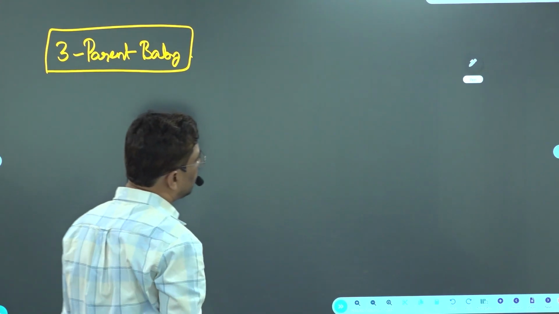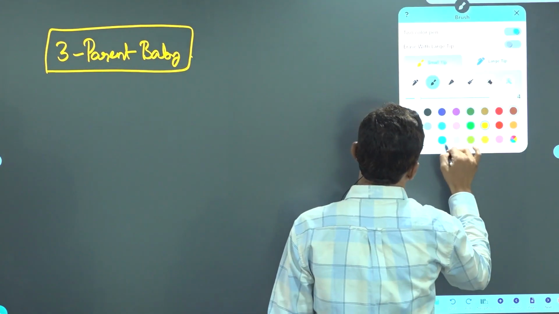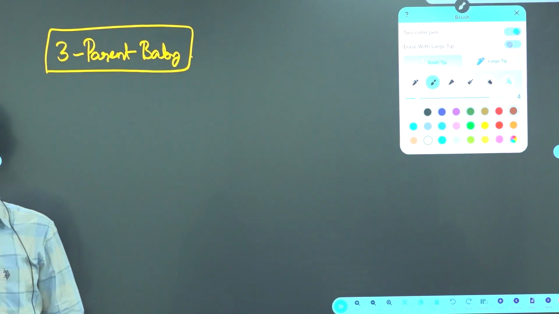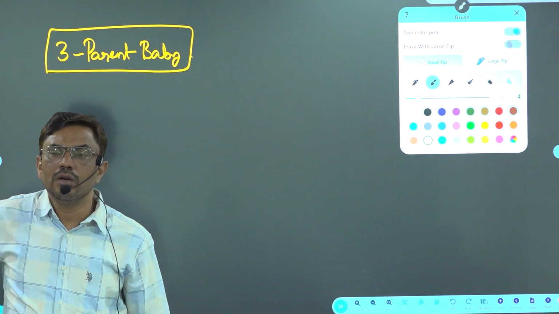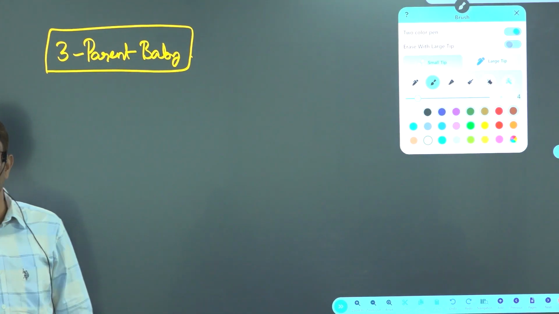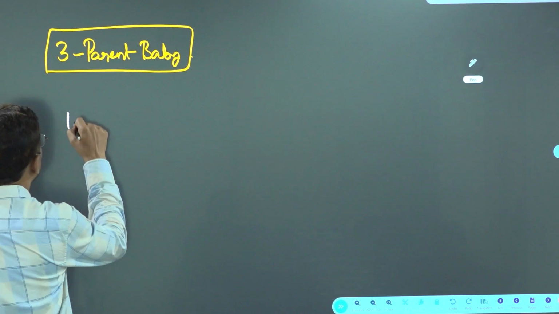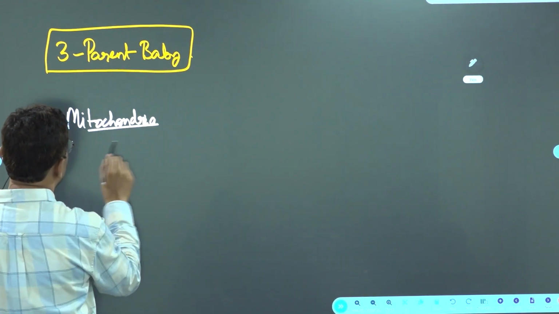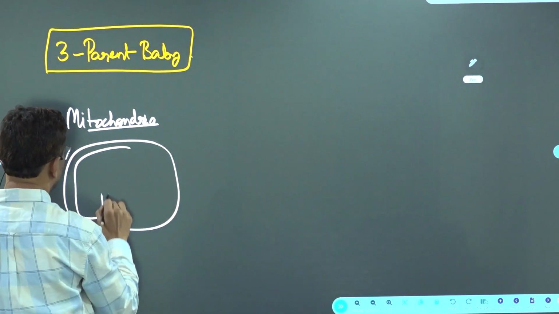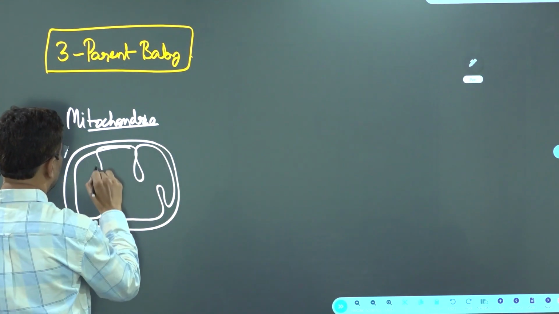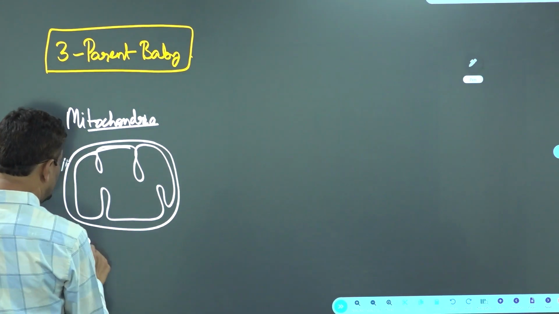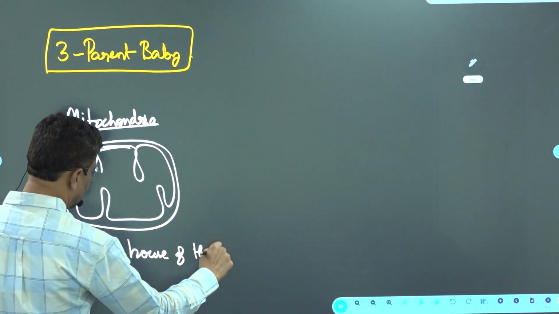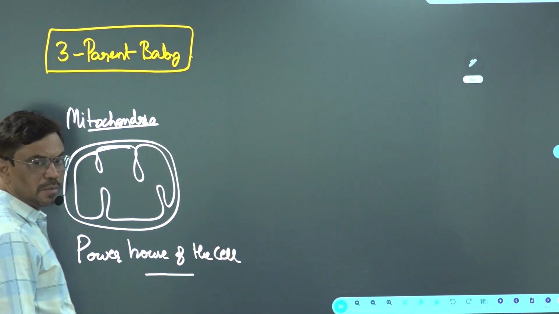And next one is the 3-parent baby concept. Before going to this, you know very well about the mitochondria. You have heard about mitochondria. Say this is a mitochondria. This mitochondria is called the powerhouse of the cell.